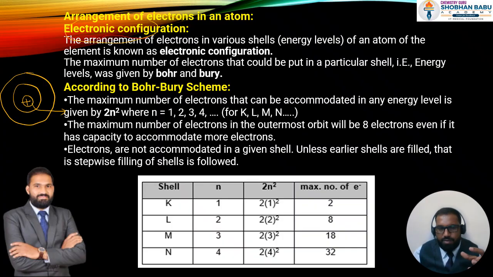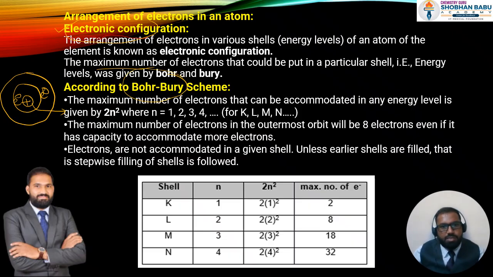Some scheme is required. First one, let us see the definition of electronic configuration. The arrangement of electrons in the various shells of an atom in an element is known as electronic configuration. Arrangement of electrons in the various shells of an atom is known as its electronic configuration. The number of electrons present in every shell, the maximum number of electrons present in a given shell, is decided by the Bohr-Bury scheme.